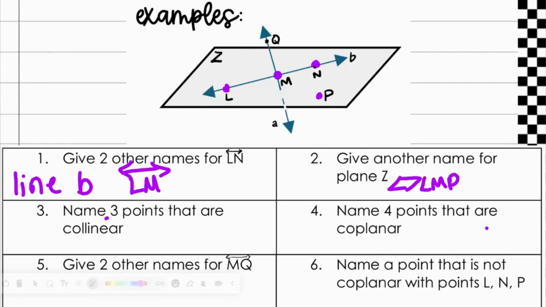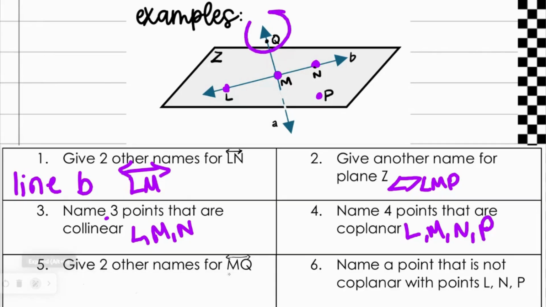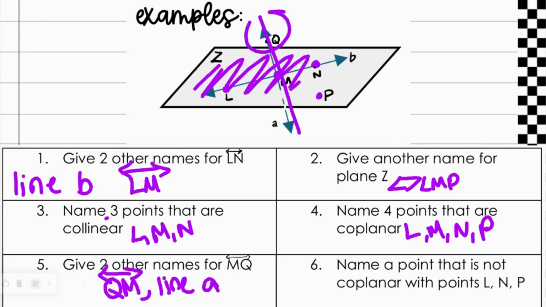Name 3 points that are collinear. That would be L, M, and N. And 4 points that are coplanar would be L, M, N, and P. Q is not on the plane. Give 2 other names for MQ. So the easiest way to do this is to just reverse the letters because it's a line and call it QM. You also could call it line A. That's this line right here. And the last one says name a point that is not coplanar with points L, N, and P. L, N, and P are all lying on this plane. Point Q is above the plane.